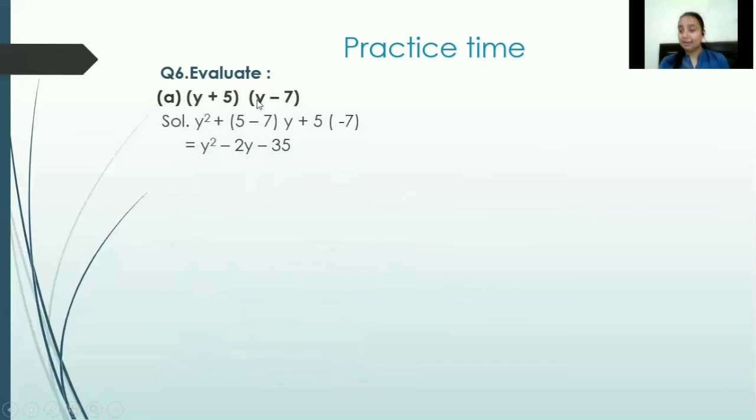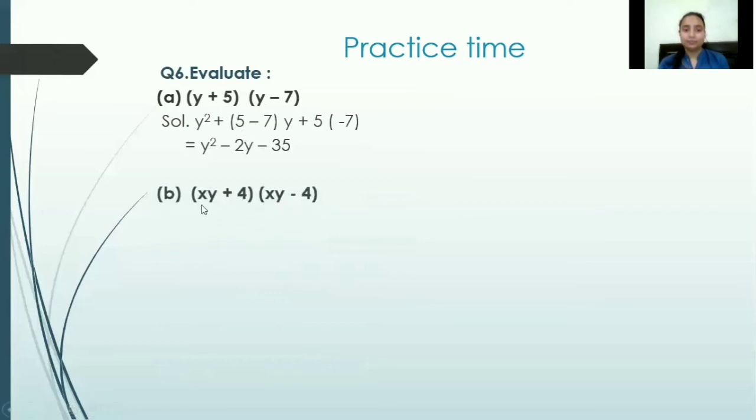Y square, with the help of the first identity: y square plus 5 minus 7 y, plus the 5 and 7 will be multiplied. So y square minus 2y, 5 sevens are 35, and because of plus times minus, it is minus 35. I have used the first identity.